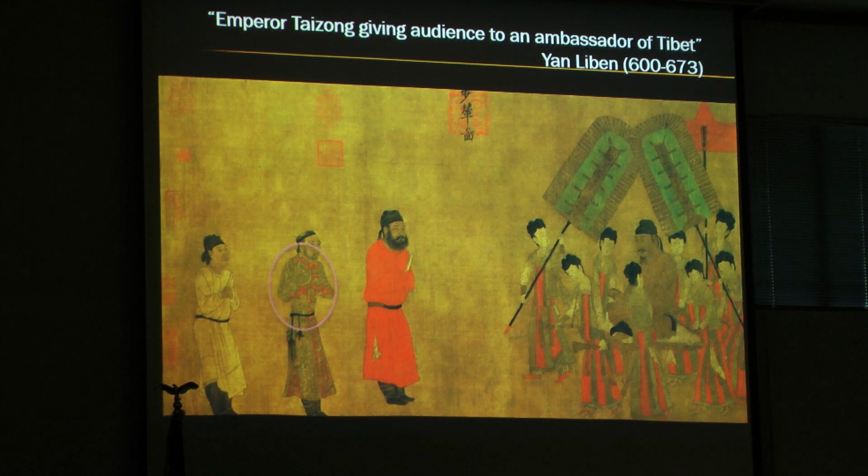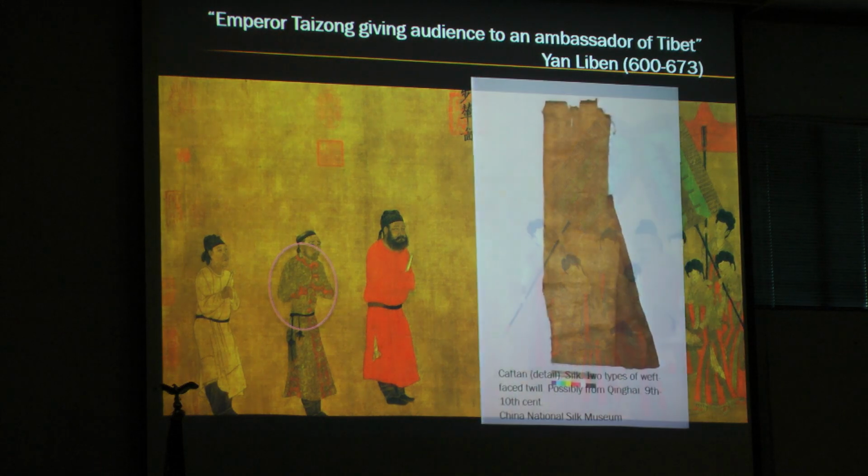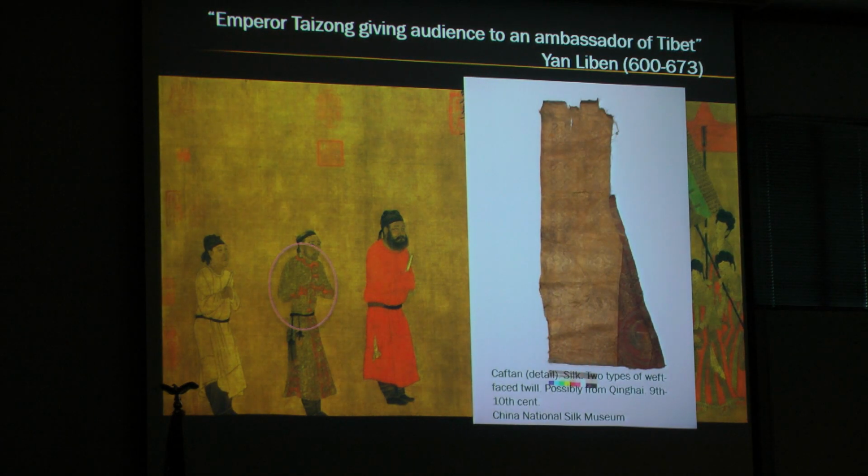There is one pictorial evidence of the first diplomatic encounter between Tibetans and Chinese. This is a painting by Yan Liben that shows the Chinese Emperor Taizong giving audience to a Tibetan ambassador who is the only one wearing a patterned robe with roundels and sporting a beard. Very similar to the type now in the China National Silk Museum that I analyzed a couple of years ago.